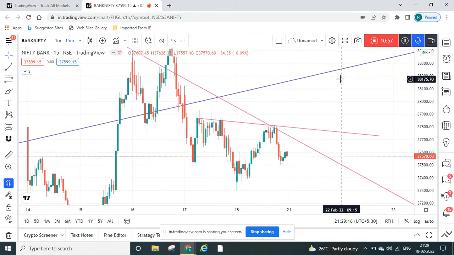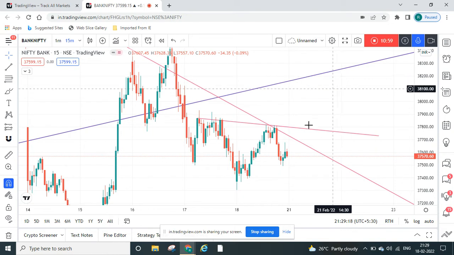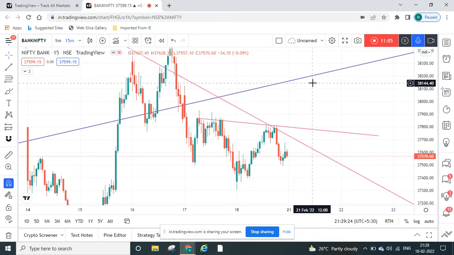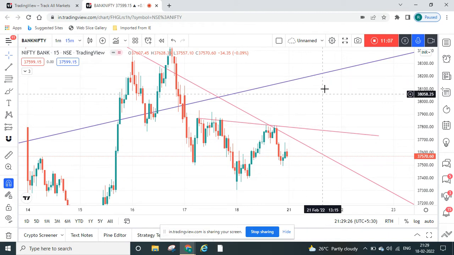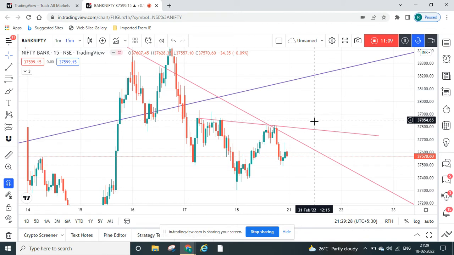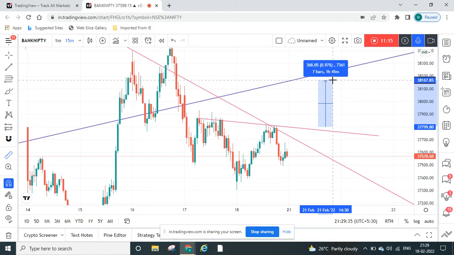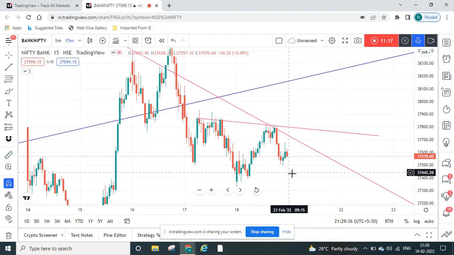Okay, it has potential till 38,000. If there is a breakout of this level, 37,800, we can expect 38,000, and we can expect some 300 points, I think. Let me go with the measure. Yeah, some 350 points we can expect in Bank Nifty.